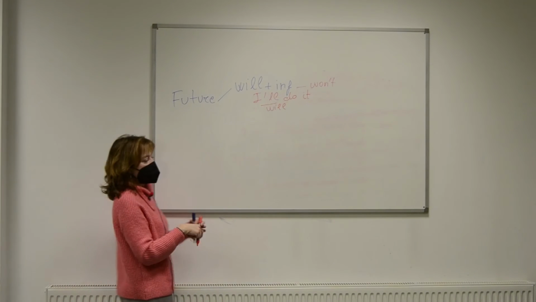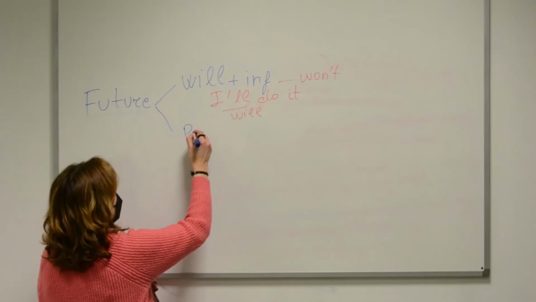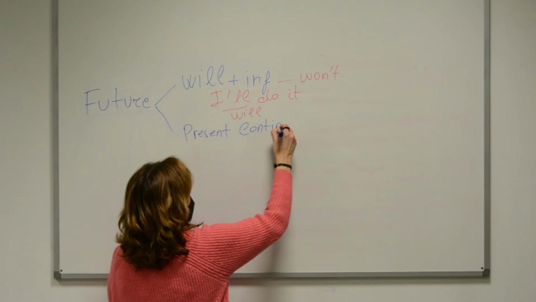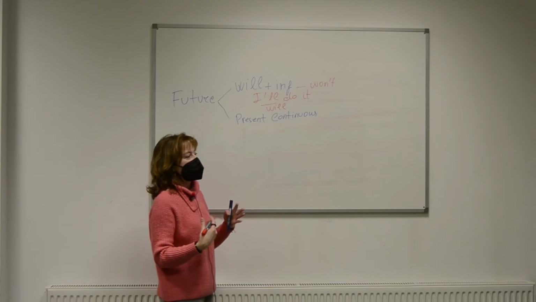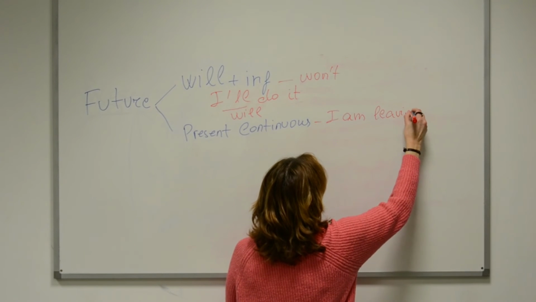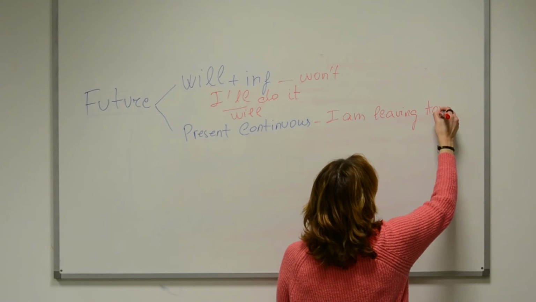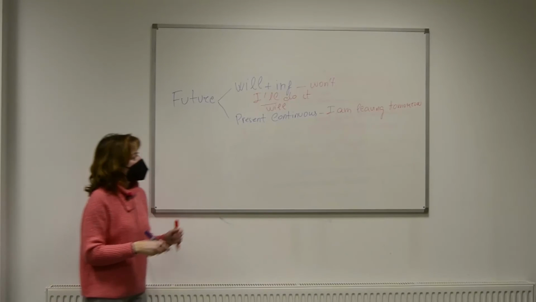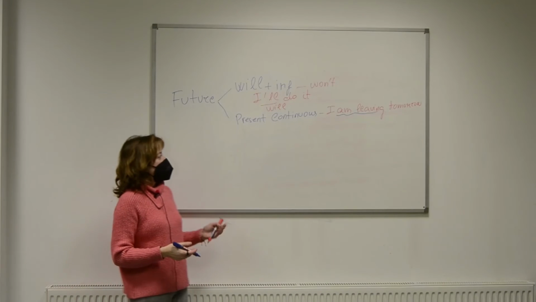Another one is when we refer to plans. For example, present continuous can be used to refer to the future, when you decide or plan something. I am leaving tomorrow. In this case, it is a plan, something you are going to do in the future, and you use present continuous. It's like Spanish voy a.